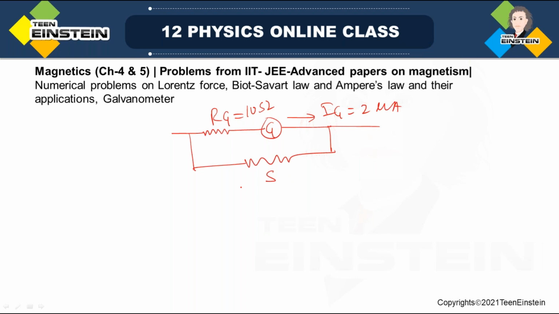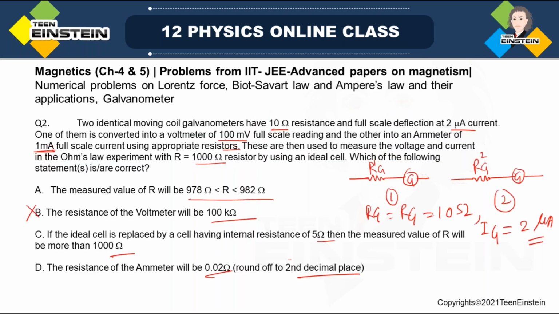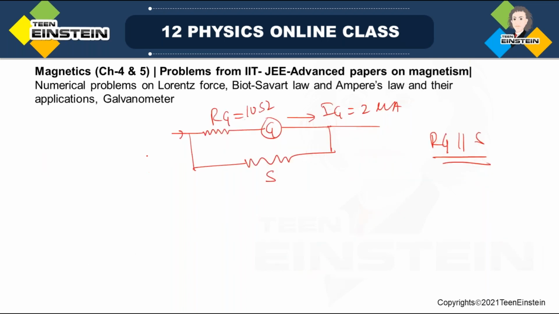Now we have to find out what is S, and then the resistance of the ammeter will be Rg parallel S. The resistance of this parallel combination will be the resistance of the ammeter, which we can find out once we get S. So how do we get S? See, the range of the ammeter is given as 1 milliampere, which is actually the I, 10 to the power minus 3 ampere.